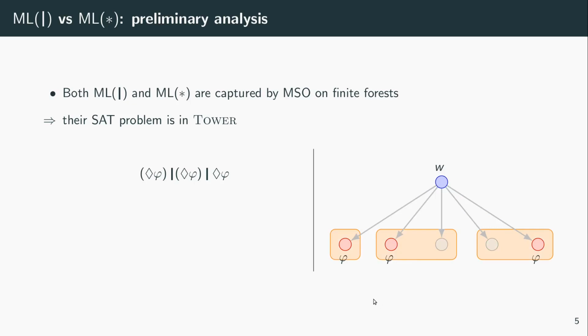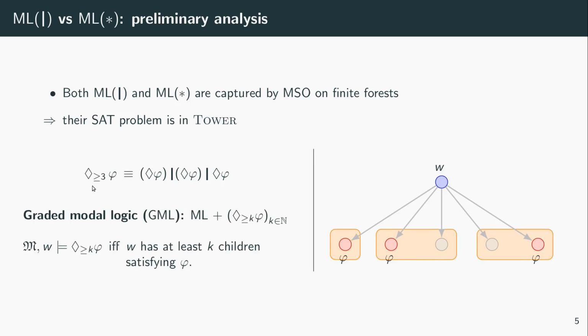Now, this corresponds to the graded modality diamond greater or equal than 3 phi from graded modal logic, where I recall that graded modal logic is just modal logic with a suite of operators of this form, diamond greater or equal than k phi, stating that the current world witnesses at least k children satisfying phi.